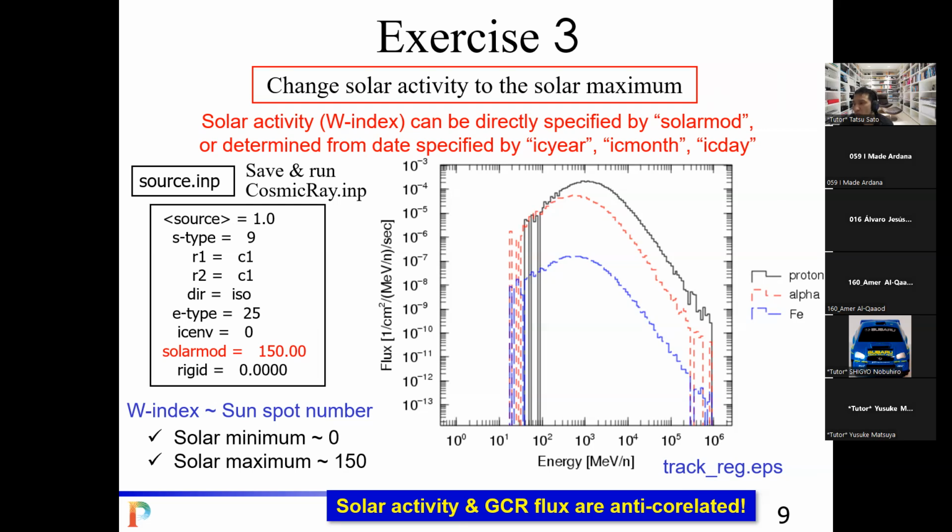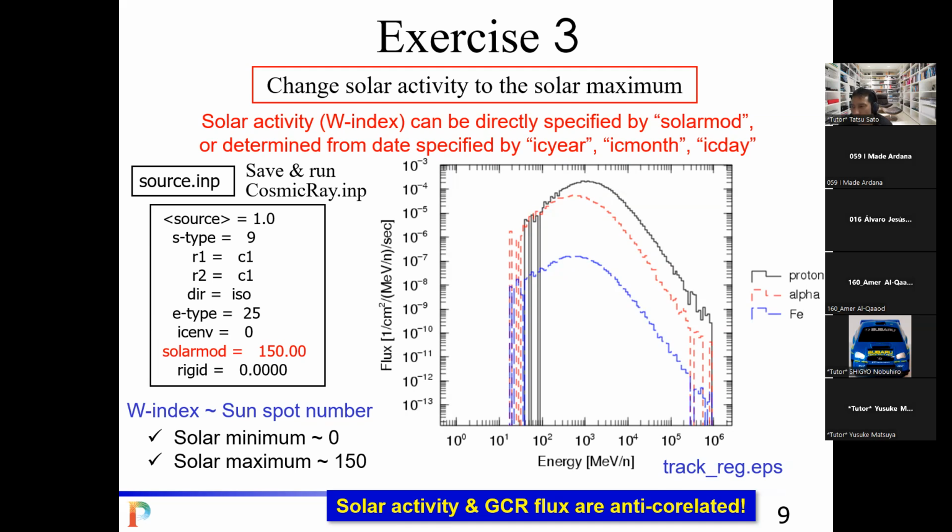The sunspot number is simply observing the sun, but the W index comes from the observed cosmic ray intensity. So it's more closely related to the actual cosmic ray intensity. This is because the solar activity of 2 or 3 months before correlates with the current cosmic ray intensity.